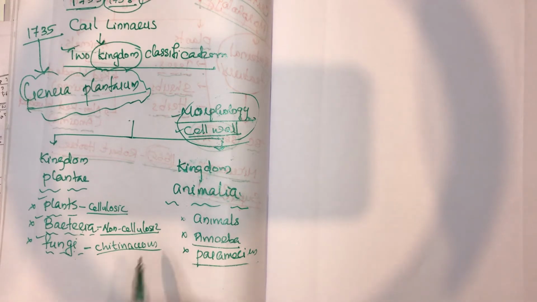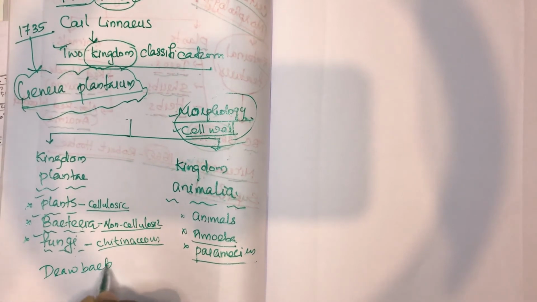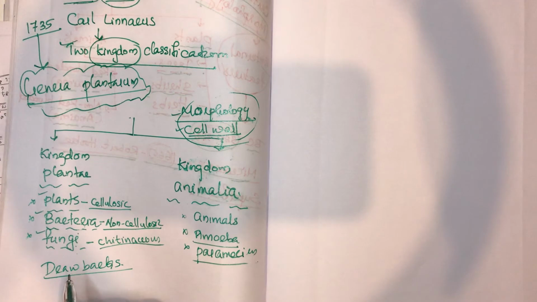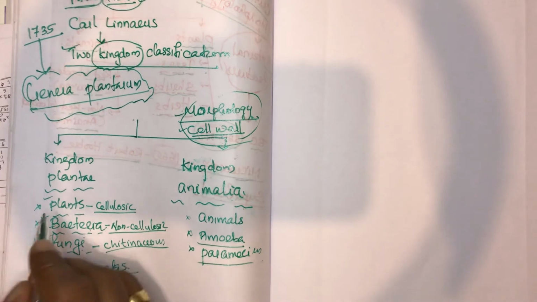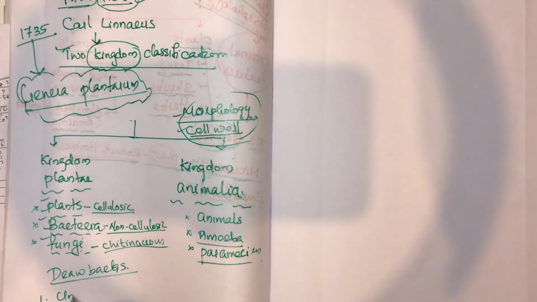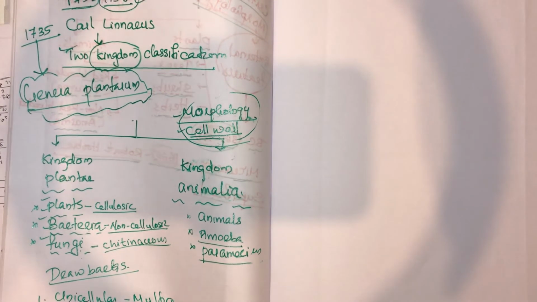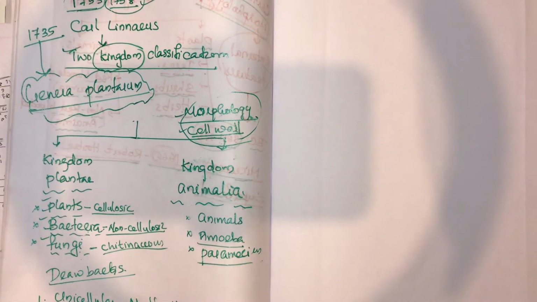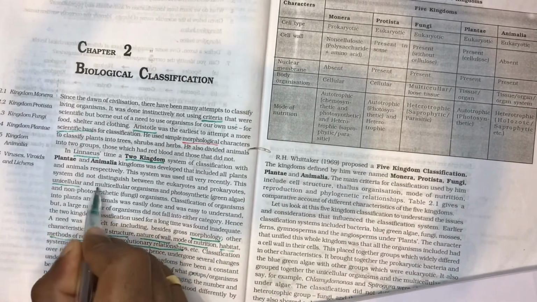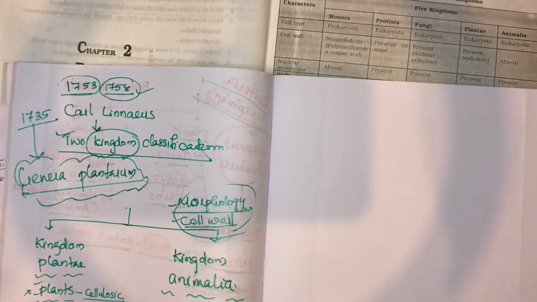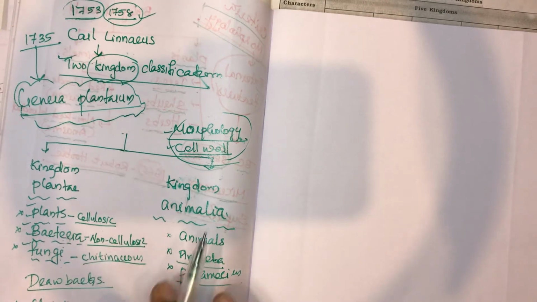What are the drawbacks of this two kingdom classification? Drawbacks of two kingdom classification. First point, bacteria are unicellular, plants are multicellular. Both unicellular and multicellular organisms are included under the same kingdom. In the textbook we can see both unicellular and multicellular organisms included under the same kingdom. We have examples: animals and amoeba included under the same kingdom, bacteria and plants are included under the same kingdom.